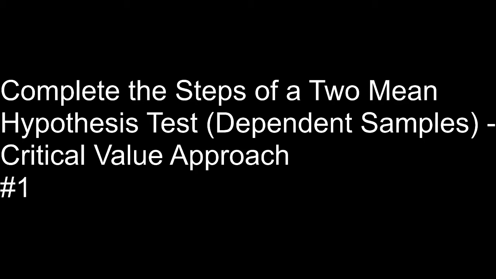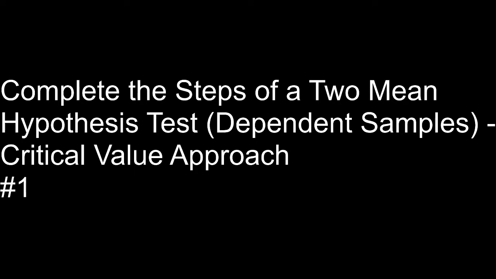This video is on the objective: complete the steps of a two-mean hypothesis test, but this is with dependent samples. So remember, when the samples are dependent, it really turns into a one mean hypothesis test where you're looking at the mean of the differences in the values in these dependent samples. You'll see in a second. And this is using the critical value approach.